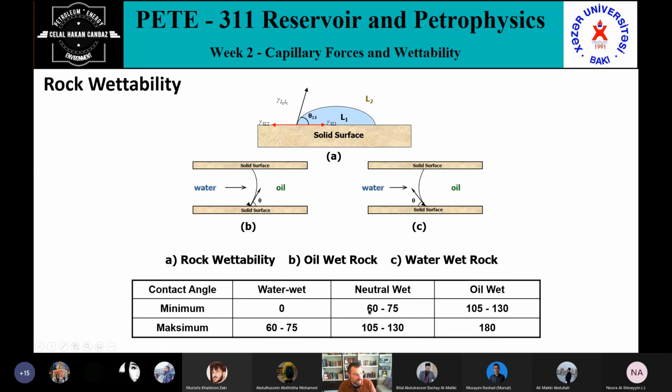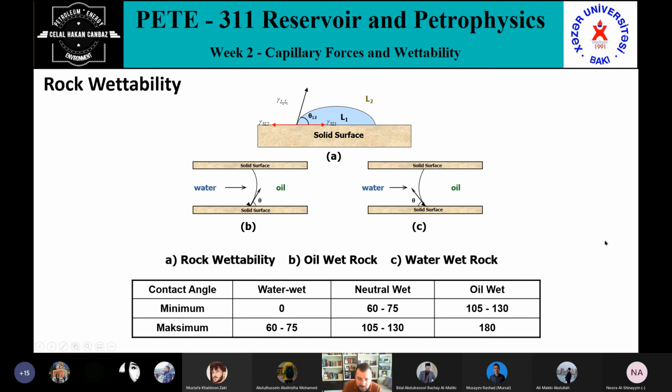So for neutral wet, some of them, as I told, 60 to 75, they start as neutral wet, and 105 to 130, okay, they call it neutral wet. Up to 132, I saw, in Morrow's study. 132 maximum, it is called neutral wet, okay. So for oil wet, some work starts from 105, but mainly in recent years they call around 130 to 180 degrees oil wet.